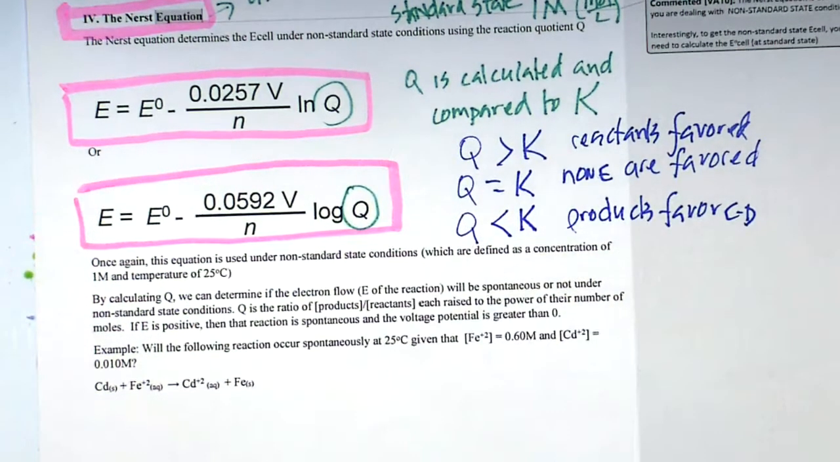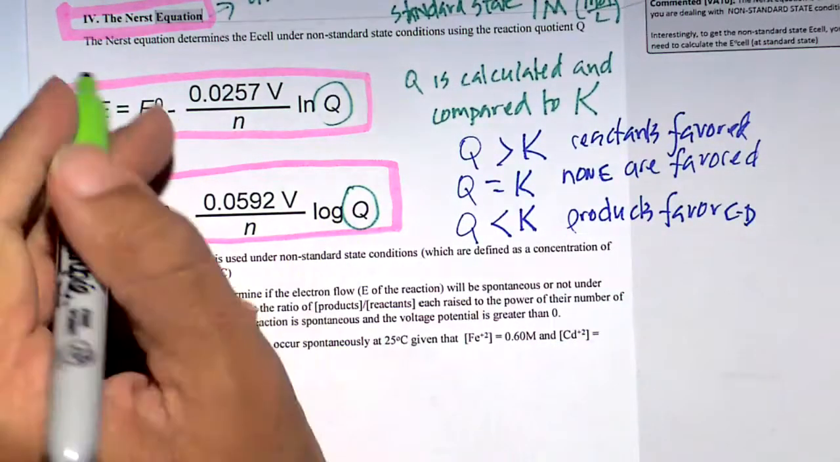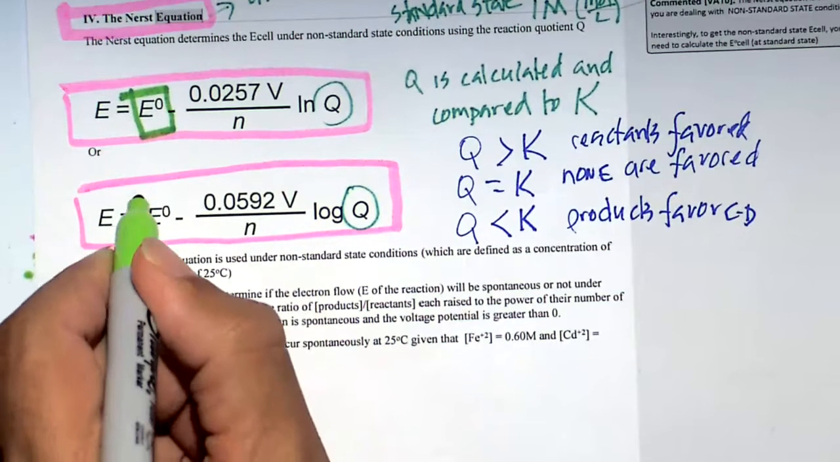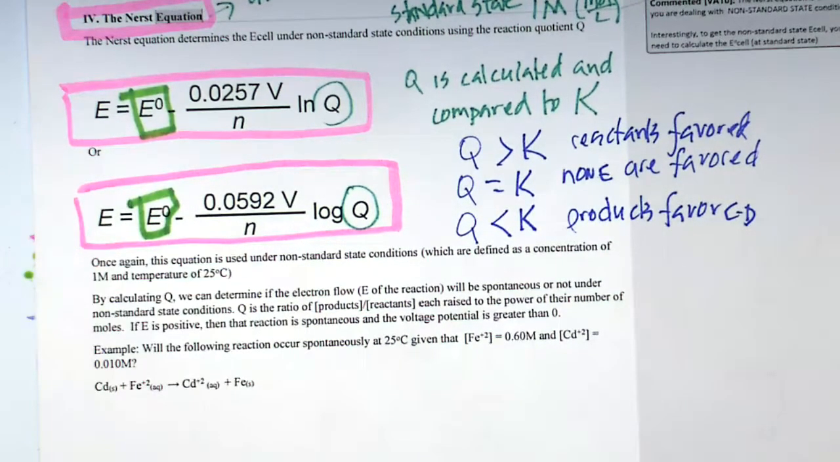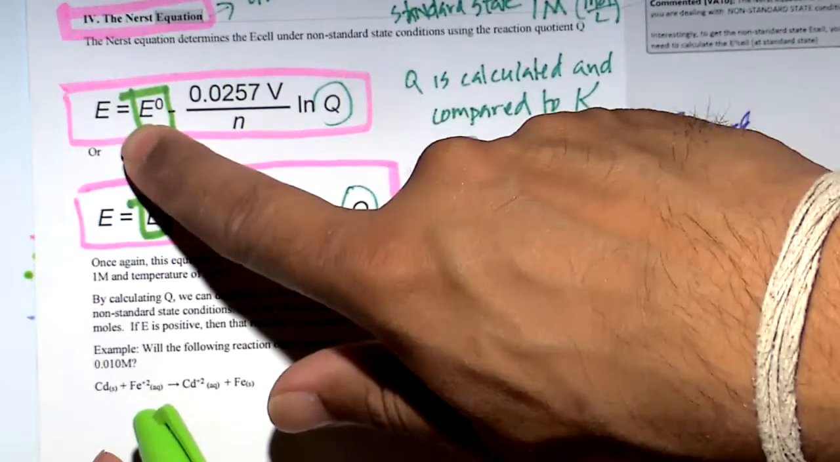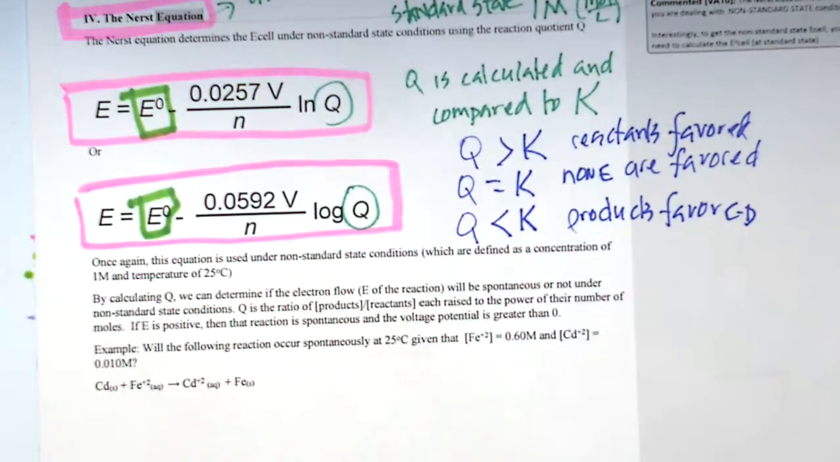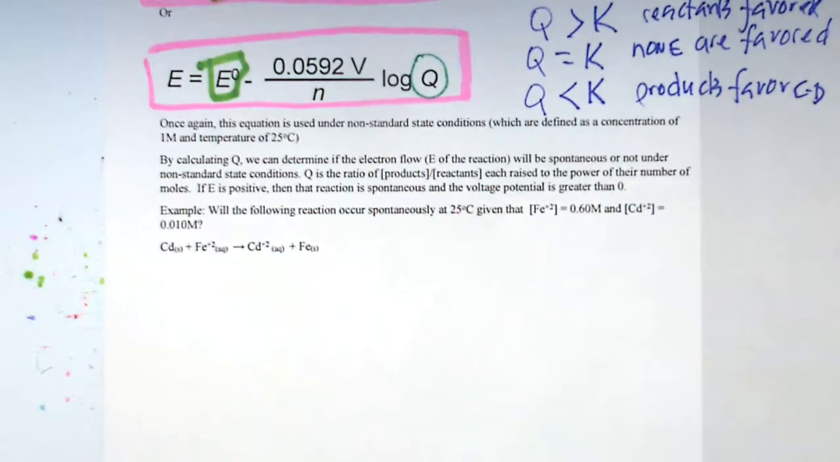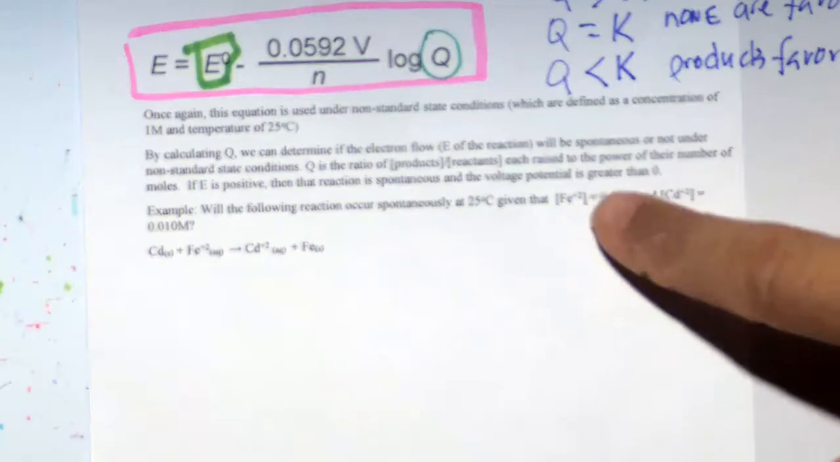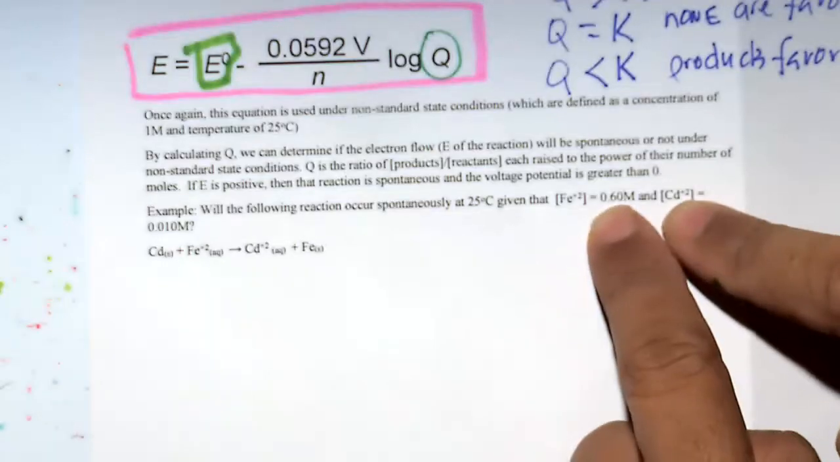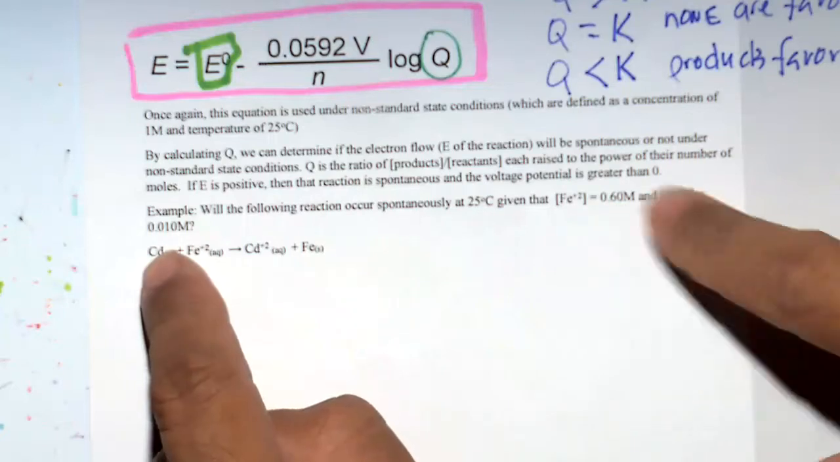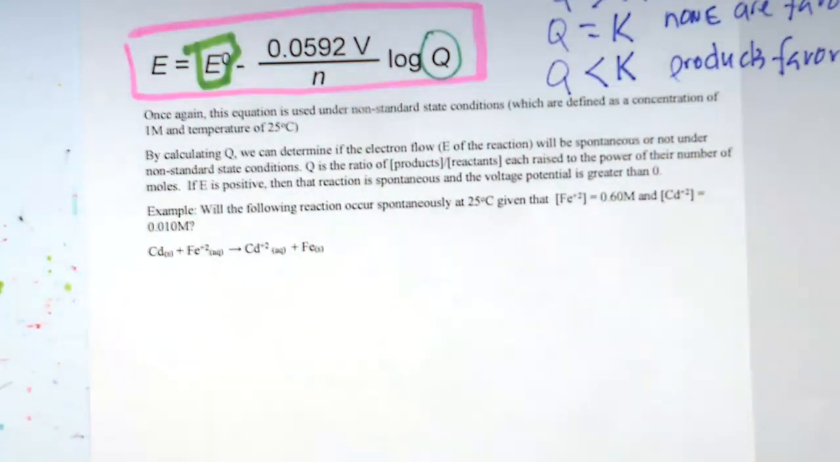So that Q goes into the Nernst equation. And also what I'd like to bring your attention to is this E at standard state. You need to calculate E at standard state like we did in the previous couple of problems to get the E under non-standard state conditions. All right, let's go back here and do some examples, and hopefully this will make more sense. You can automatically tell that we don't have concentrations that are 1 molar, and because of that, we're going to have to use the Nernst equation.